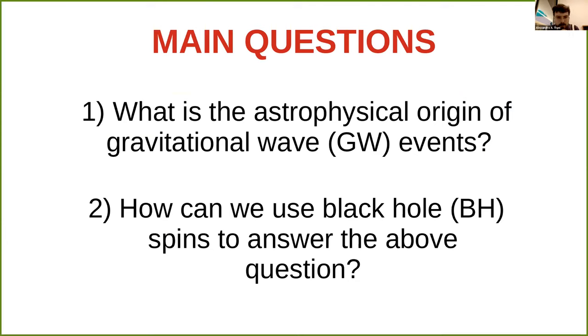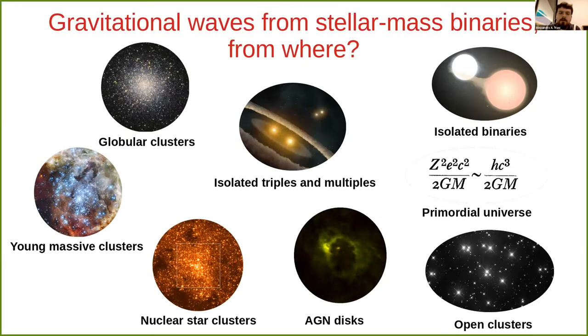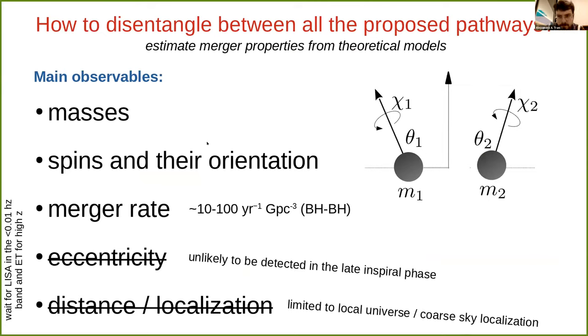Okay. So the main topic of this talk is what we can tell about the origin of gravitational wave events, particularly from binary black holes, and how we can use the spin information to answer this question. Again, there are many scenarios proposed for the origin of gravitational waves and they involve very different astrophysical environments, from globular clusters to nuclear star clusters, AGN disks, and even the primordial universe. Our only way so far to disentangle among all these proposed pathways is to study the merger properties from theoretical models, and then compare with the observables, which at the moment are the masses of the black holes, the spins and the orientation, the merger rate, and of course the combination of these parameters.